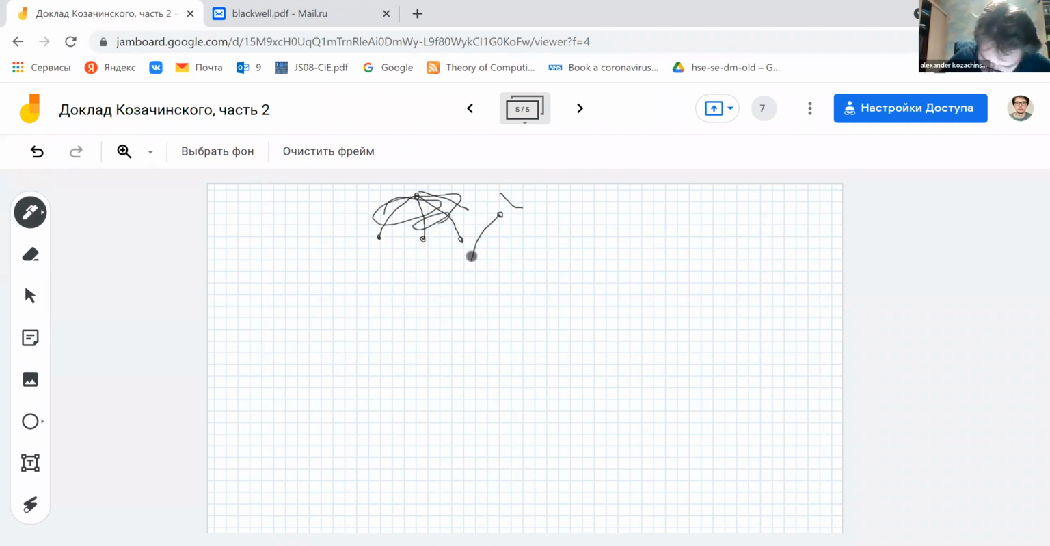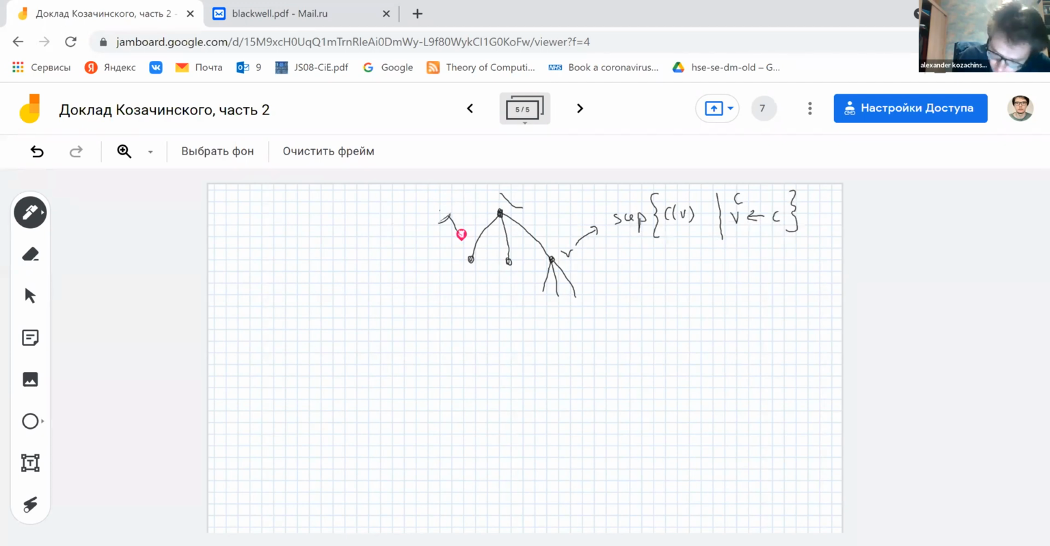Now I would like to extend my max certificate further, right? So I take some child of some node V, which is a child of the root, and I have assigned some supremum of C of V to it, overall such that V is a response to C. And then you want to consider its children. I don't know if it's clear.